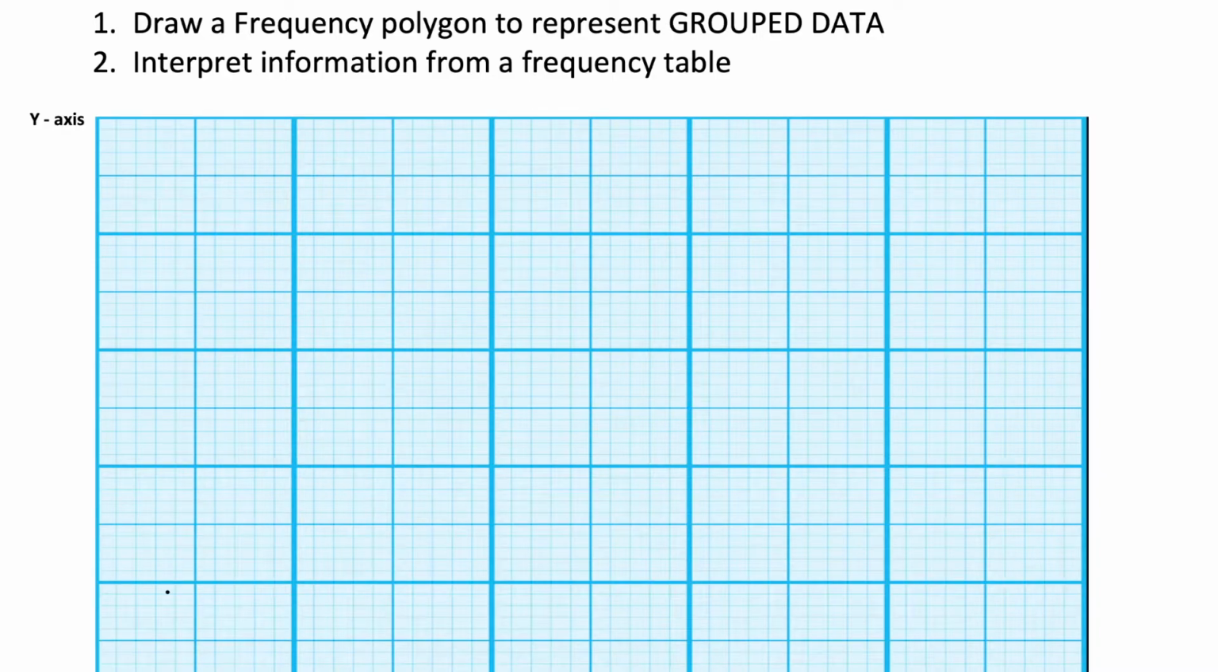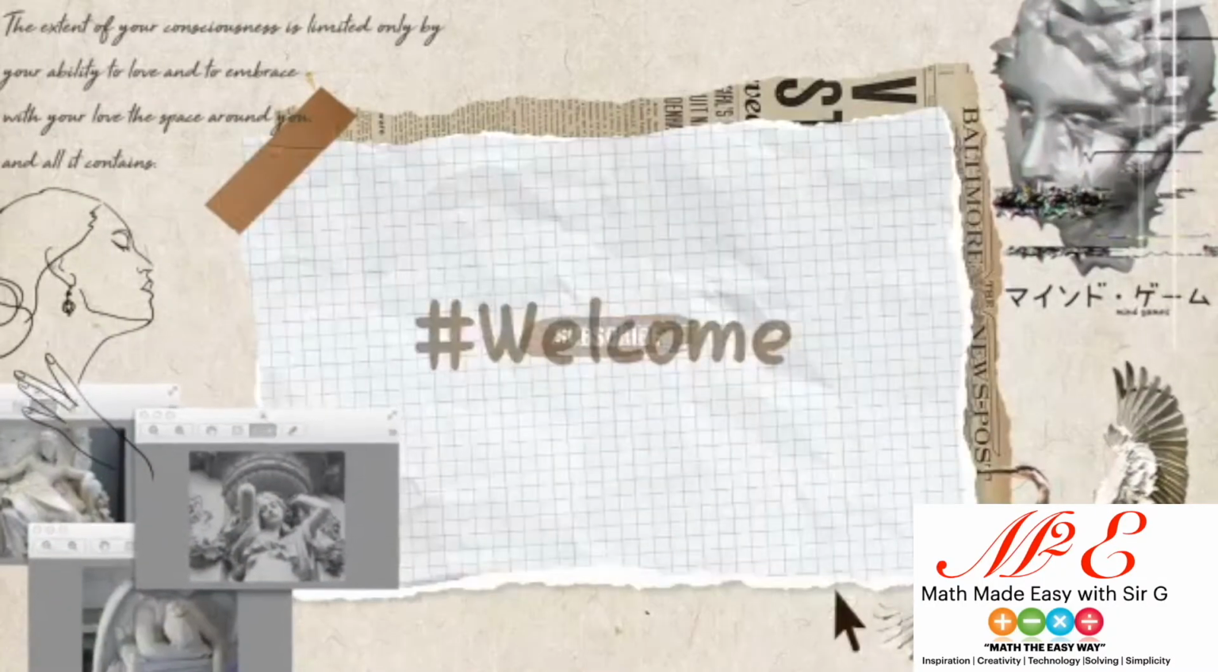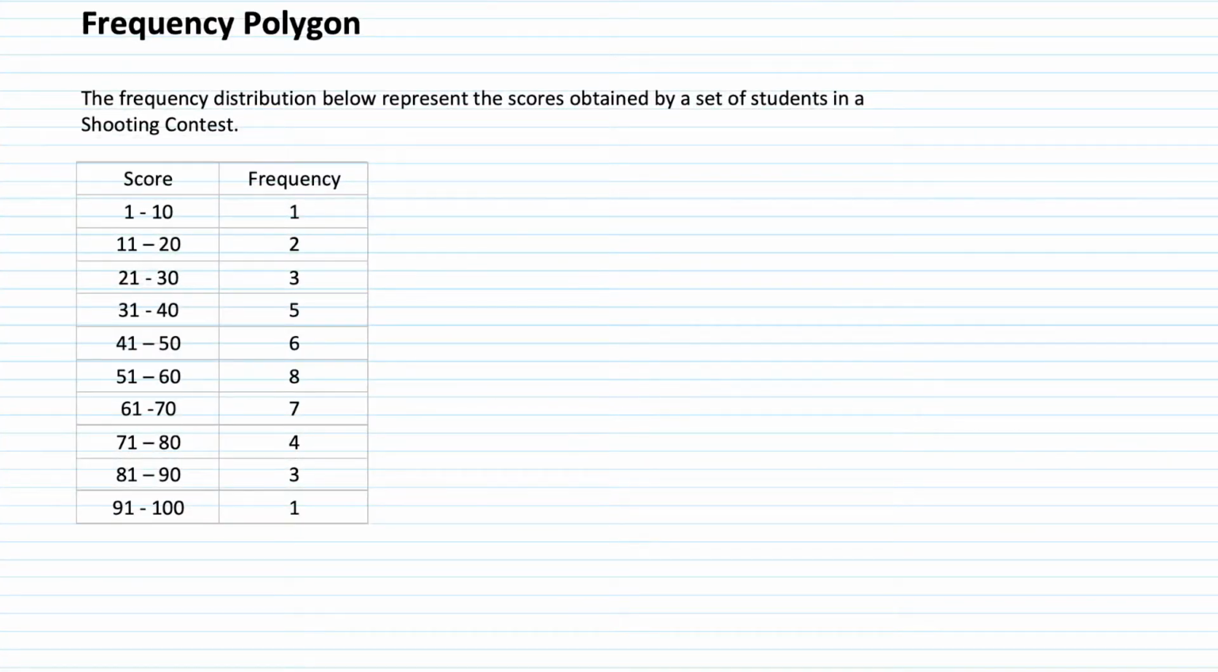Hello viewers, today we'll be looking at how to draw a frequency polygon to represent group data, and from the frequency polygon we're going to interpret some information to answer a few questions. A frequency polygon is another way of representing data graphically. Now let's observe the frequency table below.